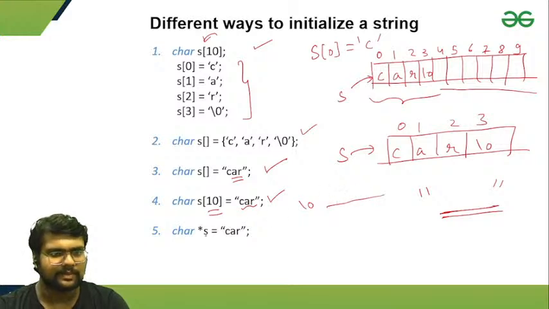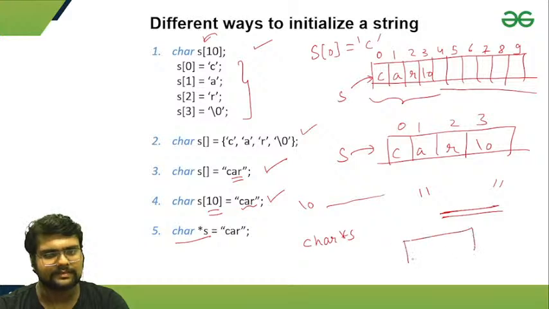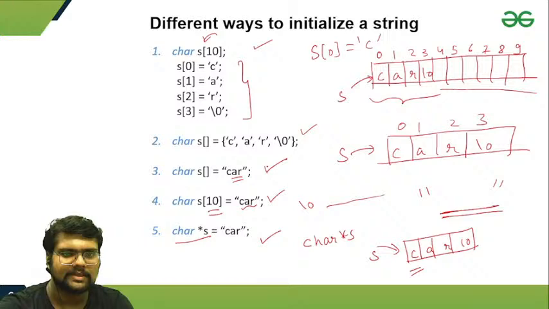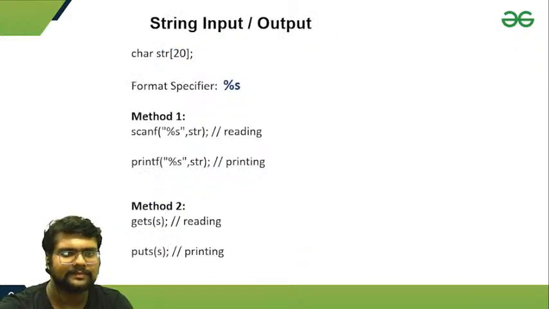Okay. Then in pointer notation, we can use something like this: char star s. So we have a string CAR and the null character, and s is pointing to this. So this is also one way to represent a string. It will be a pointer to this character array, which ends with the null character. Okay. So these are some ways to initialize a string. Okay. So let's move to our next topic.